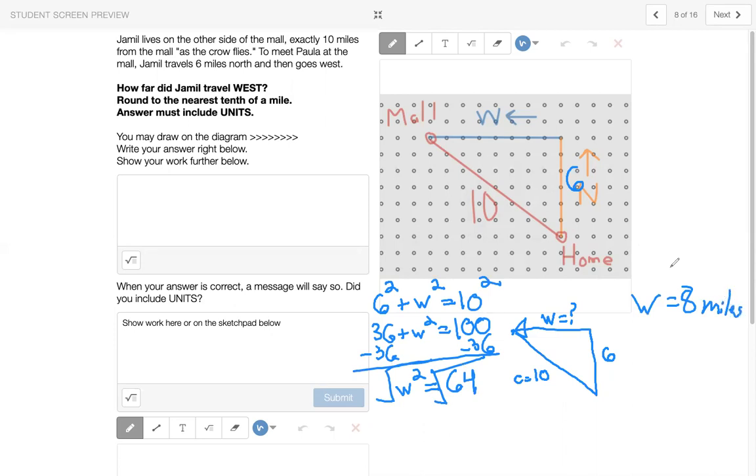Just like the M&M movie. We can hop back here. 8 miles. If you're really savvy, you could have just counted off that this is even 1, 2, 3, 4, 5, 6, 7, 8 units. But Pythagorean Theorem is something you should have tried here.